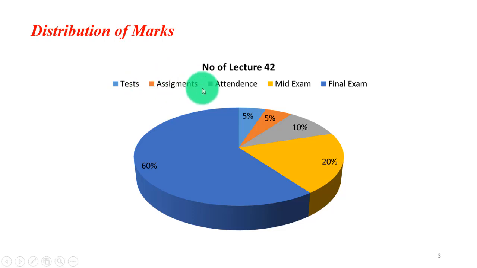Ten marks are for attendance in your final grades, and you have to attend almost all the classes. 75% attendance is mandatory to be eligible for exams. There is a mid exam of 20 marks and a final exam of 60 marks. This is a 100 marks course, and the distribution is: 5% tests, 5% assignments, 10% attendance, 20% mid exam, and 60% final exam.